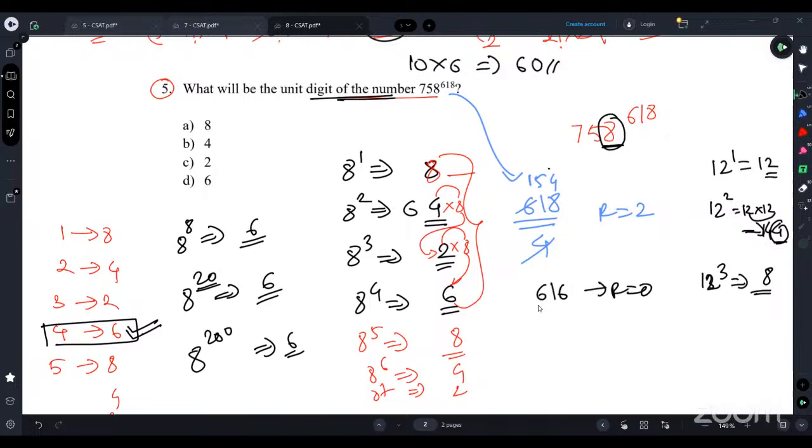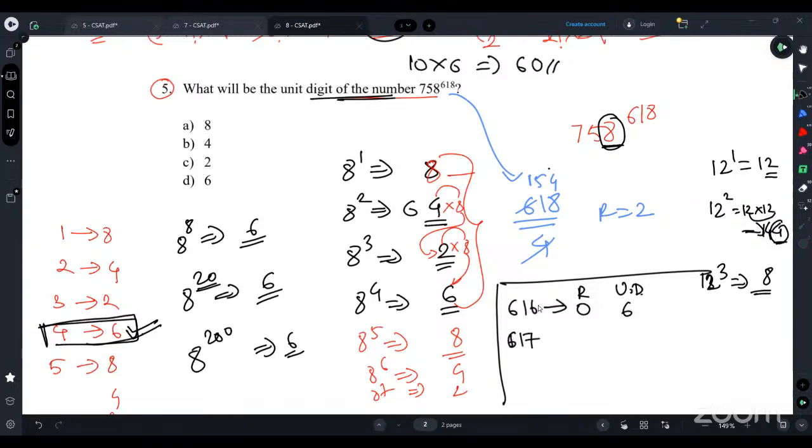So if 616 gives a remainder of 0, what will the unit digit be? For the power 616, you get a remainder of 0, and if it is divisible by 4, the unit digit should be 6. Again for 617, the cycle will repeat, so it will be 8, for a remainder of 1. And for a remainder of 2, that is 618, it will be 4. So 4 should be the answer, 4 will be the unit digit. That will be option B.